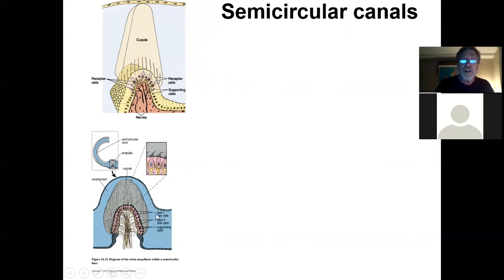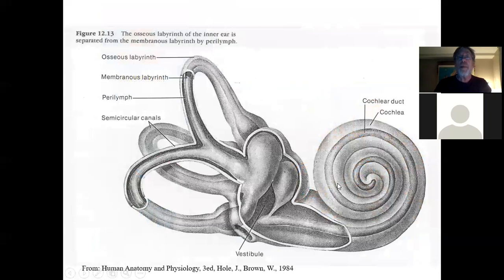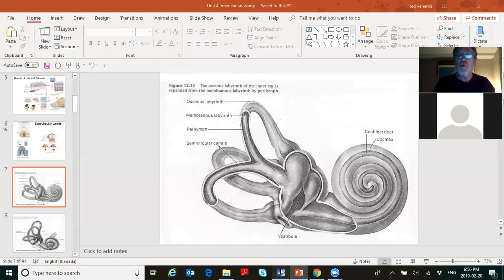All right, and you're looking at type 1 hair cells, type 2 hair cells, stereocilia surrounded by a gelatinous mass. So once again, when you turn your head, there's a bit of a lag or movement here. All right? So, before we go any further into the cochlea, let's look at our notes.